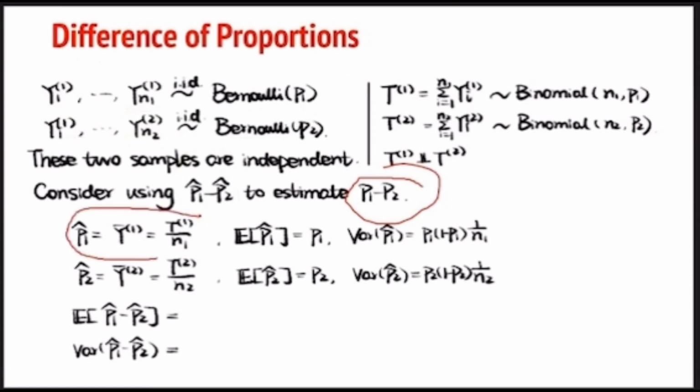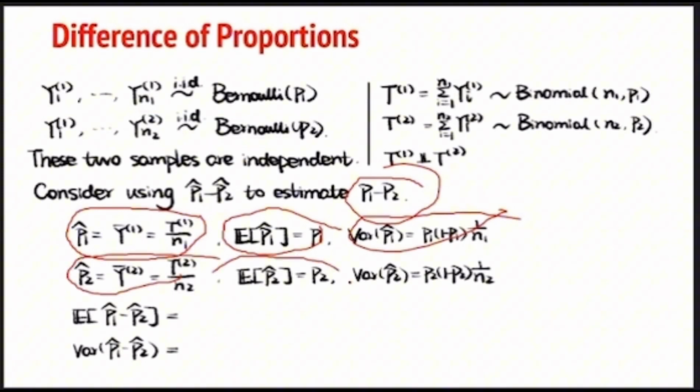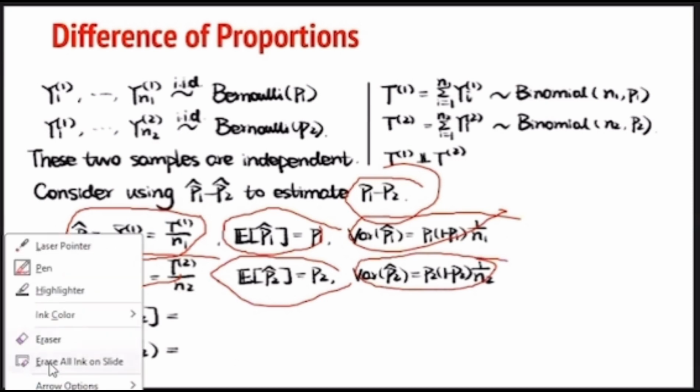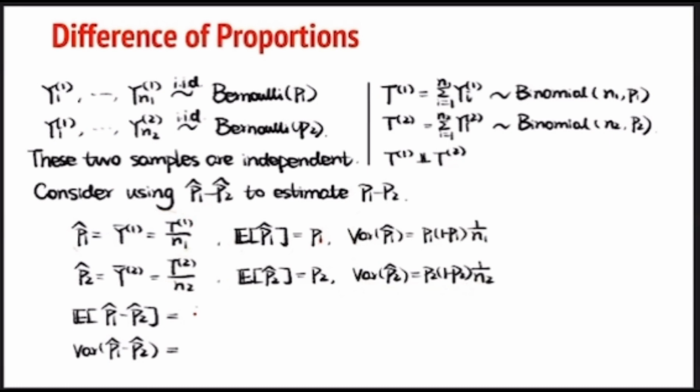So the P1 cap, that is the formula. That is the expectation. This is the variance. Take a look at that one for this, that for that. Of course, if I want to get the difference, the expectation of the difference is just going to be P1 minus P2. If I want to get the variance now, it's just adding this to this.